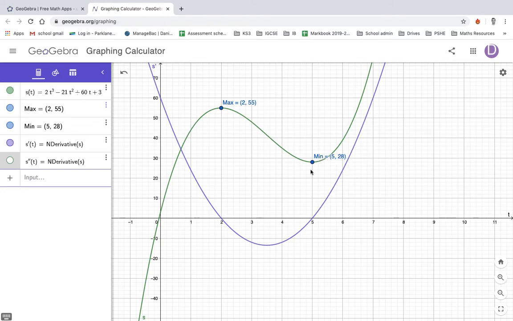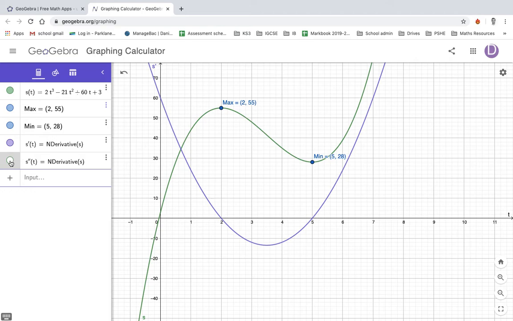Now, hopefully it's not too much of a stretch to say that if the rate of change of the displacement over the time is the velocity, then the rate at which the velocity is changing, the rate of change of the velocity over time, is the acceleration. So if you differentiate again, you've actually got a function for the acceleration.